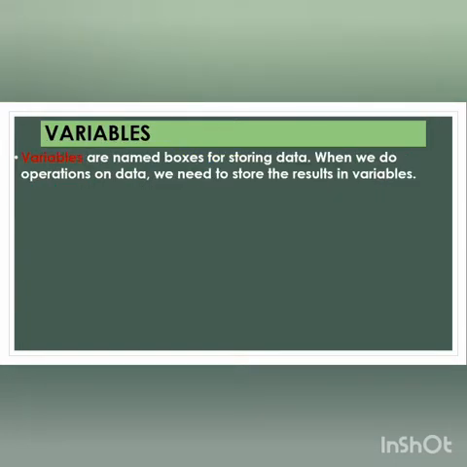Next one is variables. Variables are named boxes for storing data. So, a variable is a storage location. Using variables, we can store the data. When we do operations on data, we need to store the results in variables. For example, while we are adding two numbers or subtracting two numbers, we have to store the result in a variable. For example, A is equal to 5. 5 is a value or data and A is a variable. So, variables are otherwise known as identifiers, that is identity. The value 5 is stored in a variable A.